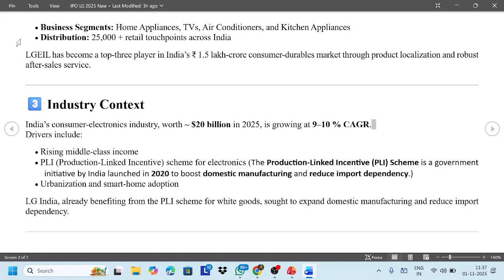Looking at the PE and EV by EBITDA, it is near the average of the industry only. It's not very low and not very high. So just from the PE and EV by EBITDA, it would be rightly valued. Okay, very good.